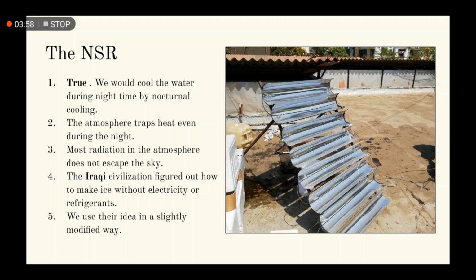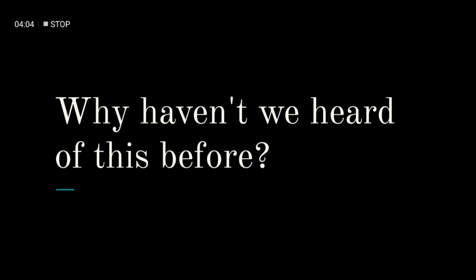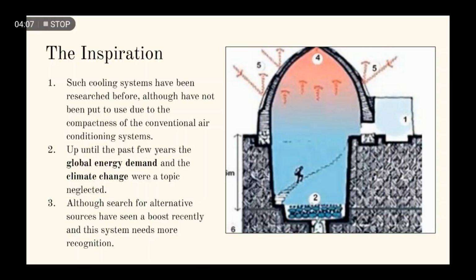The Iraqi civilization figured out how to make ice without electricity, and we use their idea in a slightly modified way. Why haven't you heard of this before? Well, research has been done on this previously, but due to the availability and the compactness of the current technology, that is the vapor compression system, it is preferred over the system that we are building. Our system is currently operational in certain areas where dehumidification is required, in pharmaceuticals, etc. Although it is important for us to bring it into our residential and commercial lives for actual cooling.